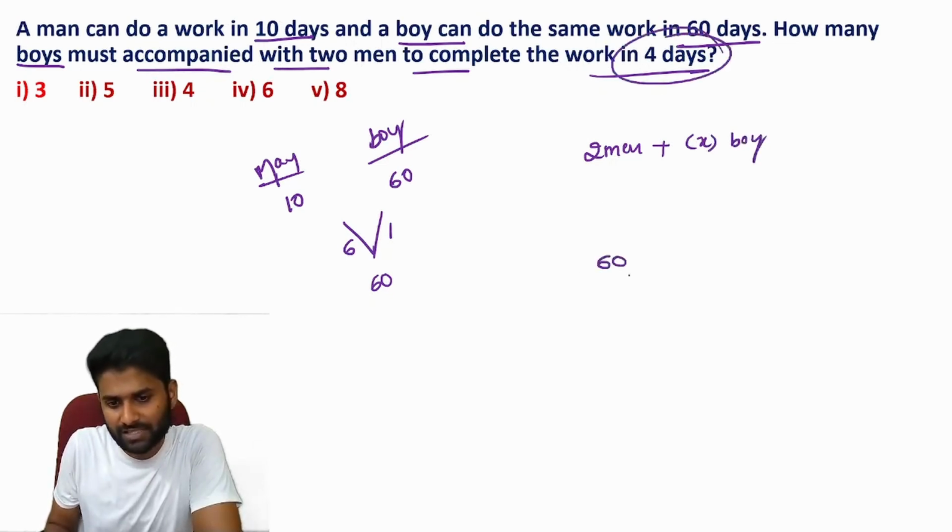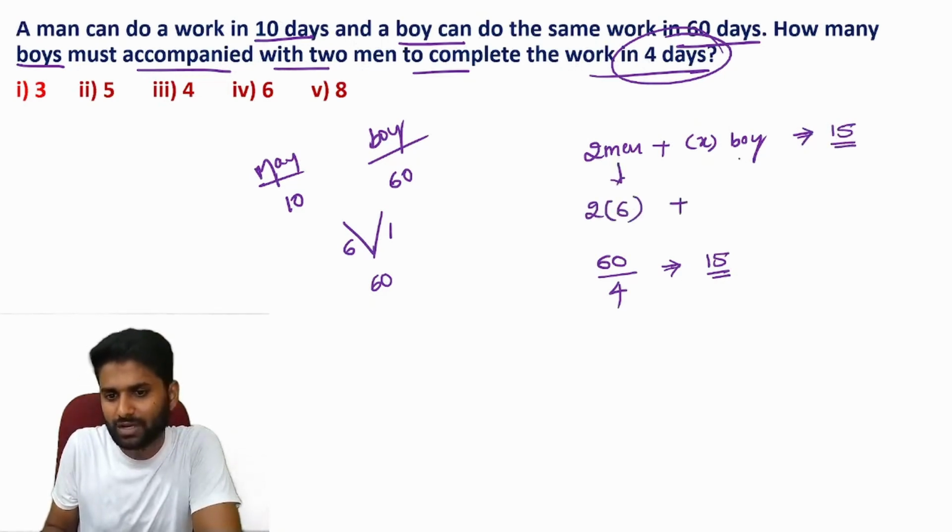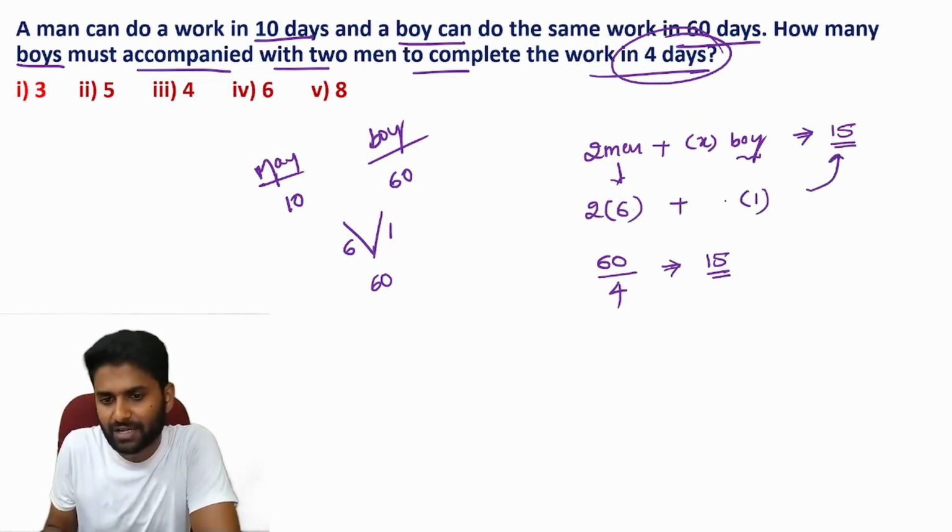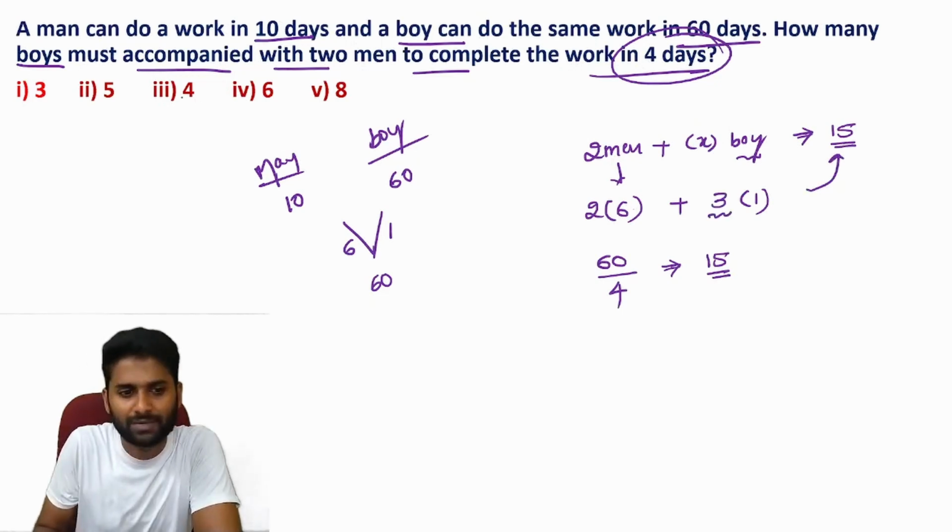Now see, 60 units we have to finish in 4 days. So we require a total of exactly 15 units per day. Now you know that a man's efficiency is 6, so 2 into 6 is equal to 12. We require how many boys? Each boy's efficiency is 1, and the total we need to equate is 15. So we require 3 boys.